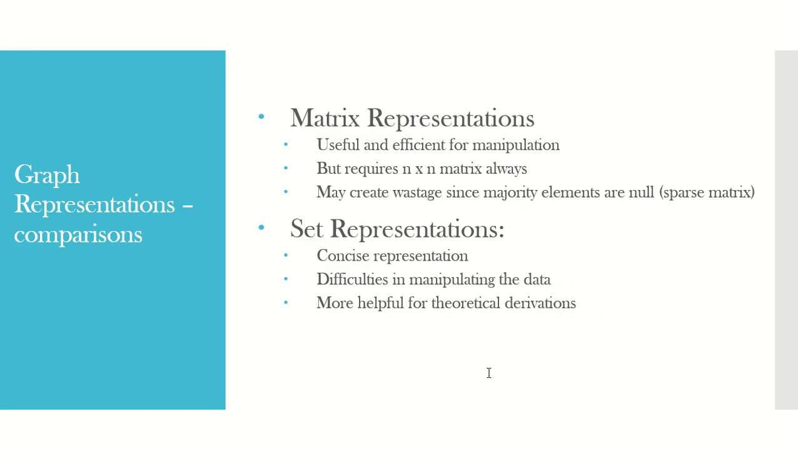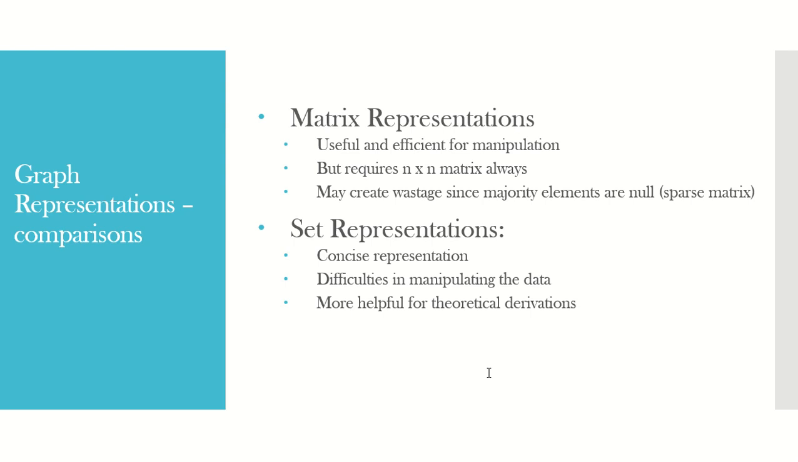Now, what are the advantages of matrix representation? Matrix representation is very useful and efficient for manipulation. The only problem is that it requires an n by n matrix. So as the number of nodes inside the graph grows, your matrix will also grow exponentially. It will create wastage because the majority of elements will be null. Even if the matrix is huge, there will not be many edges between the nodes, which may result in what is called a sparse matrix, meaning the majority of the elements are zeros.